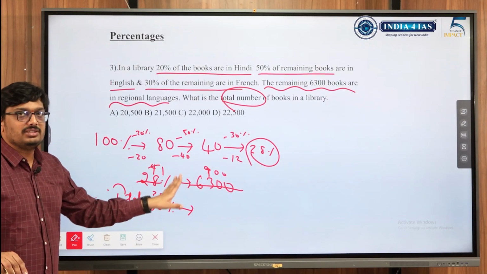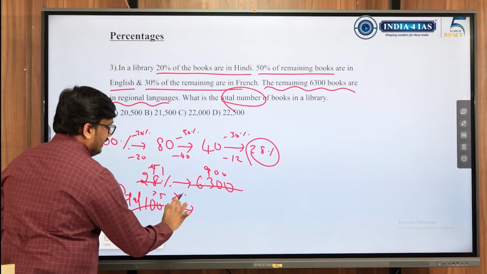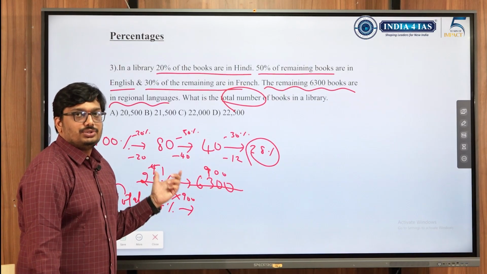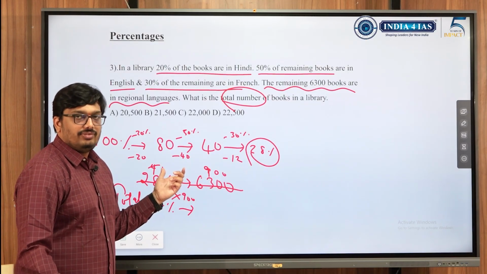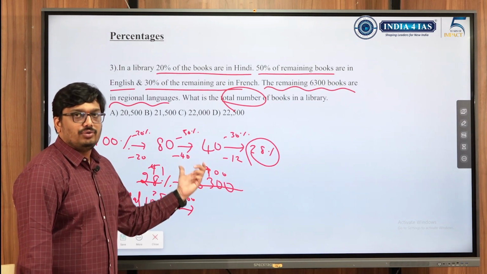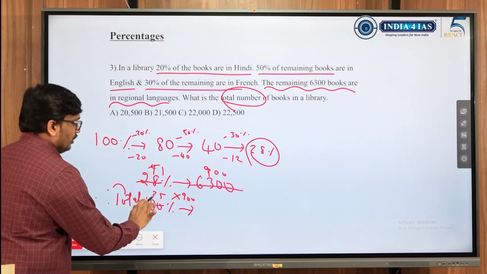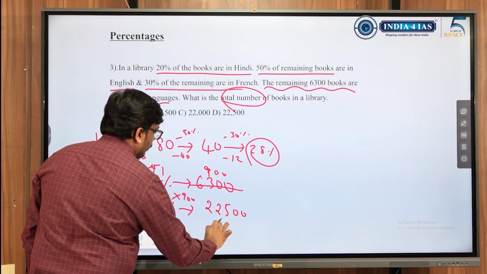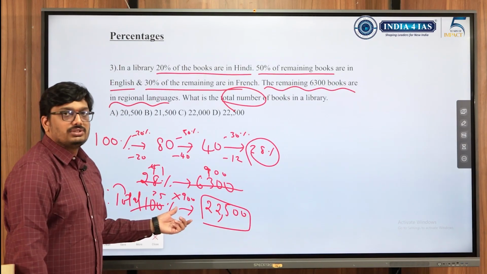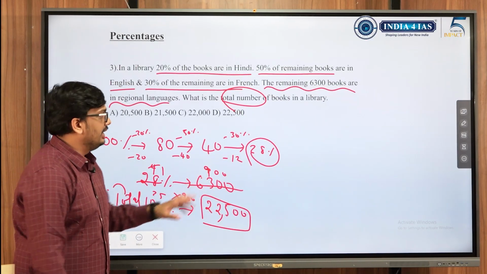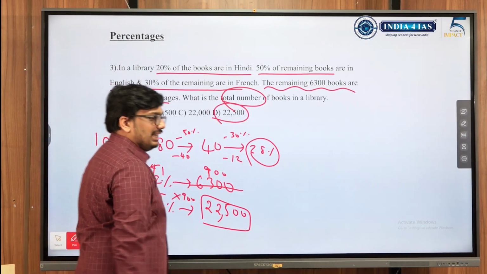Then 25% means how many books? 25 into 900. You should know the tables very well. Tables you should learn from 1 to 20 and the 25th table, square numbers from 1 to 25 and cube numbers from 1 to 15. It is more than enough. 25 9s are 225 followed by 00. Therefore, how many books are there in the library? Total books is equal to 22,500. That is, option D is the correct answer.